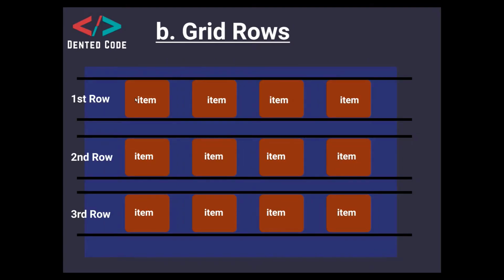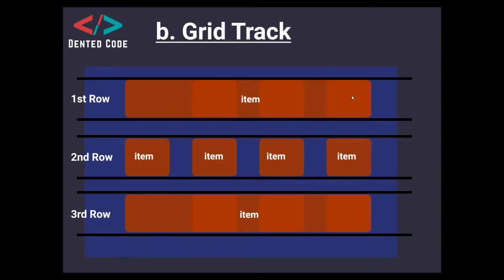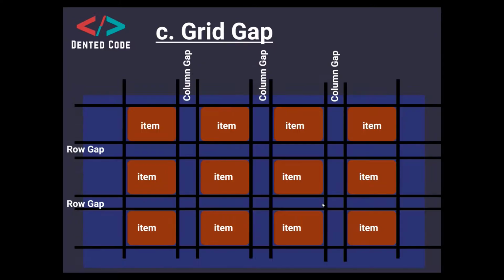Similarly, rows are stacked horizontally behind each other. So we have row 1, row 2, row 3, and these are row tracks. So this one is also called grid tracks. The other thing we need to understand is the gap between the items. Let's say we have item 1 here, item 2 here, and this is the gap between. We can specify this with the grid gap. Any gap between the columns becomes column gap, and any gap between the rows becomes row gap.